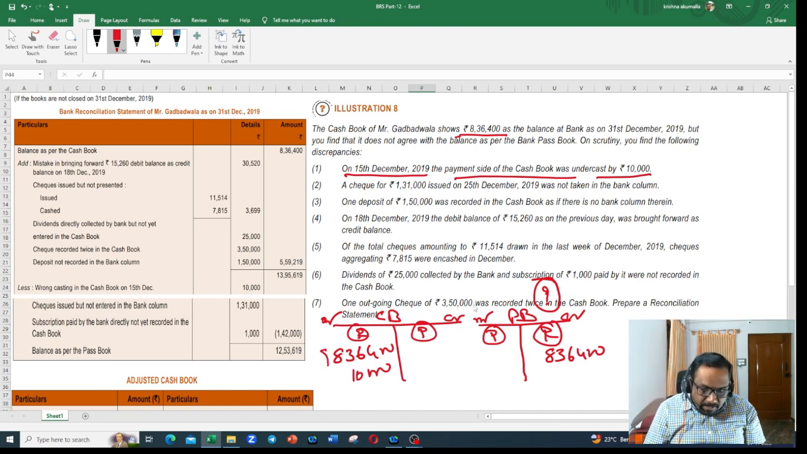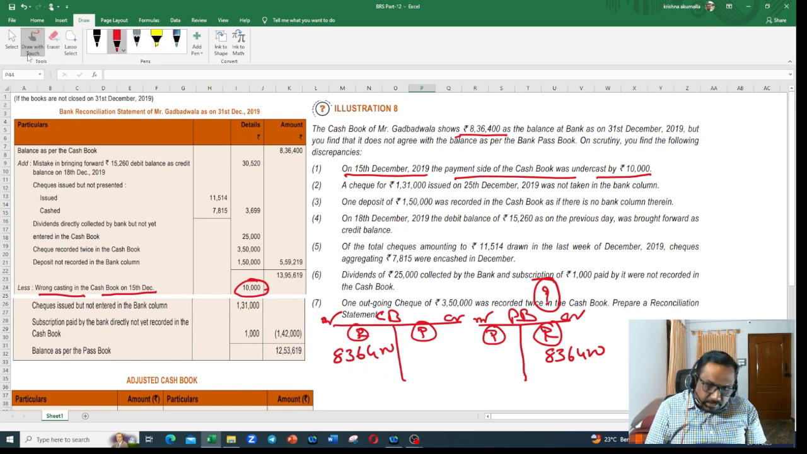Now what happened? This balance, the cash book balance, got increased. But for us, the passbook is the balance to be identified, right? The question mark balance is reduced. This balance is increased, but the question mark balance is reduced. So you need to subtract this amount. Where to show this 10,000? On the subtraction side: wrong casting in the cash book on 15th of December, 10,000. Simple.